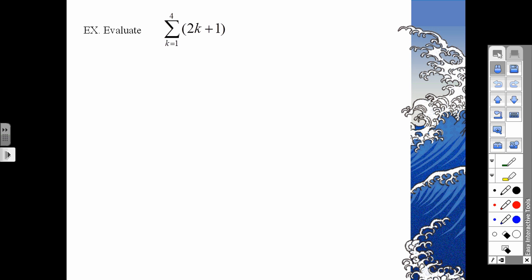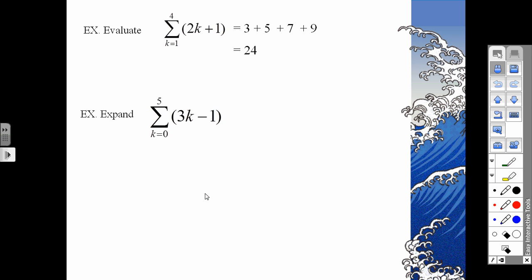So here's another example. It'll ask us to evaluate. A little bit more complicated rule, but not too difficult. So you go through, you plug in 1 for k, and you get 3. Plug 2 for k, you get 5. Plug 3 for k, and you get 7. And then you finish off by plugging 4 for k, and you get 9. And so then you can add those up, and you get 24. Okay, once again, we started with k equal to 1. We went up to 4. There should be 4 terms here.